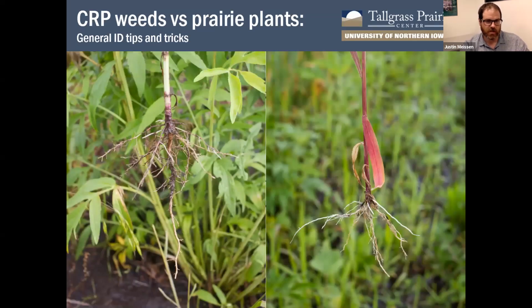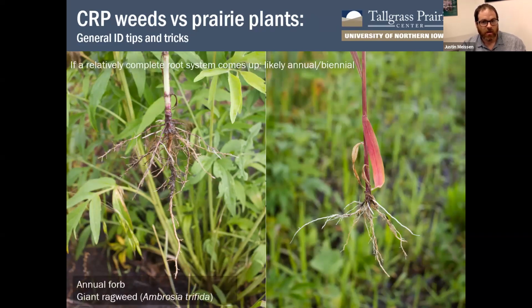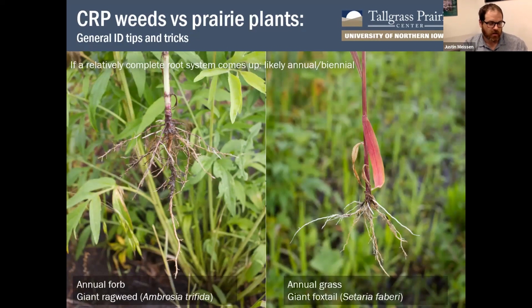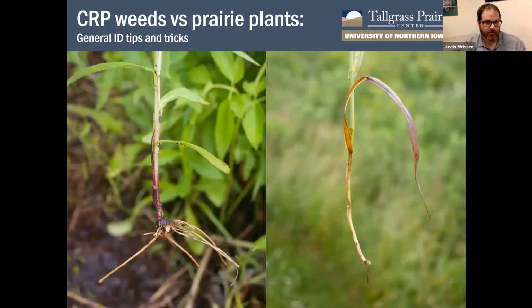So let's look at a few examples. Remember, if a relatively complete root system comes out, it's likely annual or biennial. So here we've got an example of an annual forb, giant ragweed, and an example of an annual grass, giant foxtail. And you can see that a significant part of the root systems came out, including some fine roots.